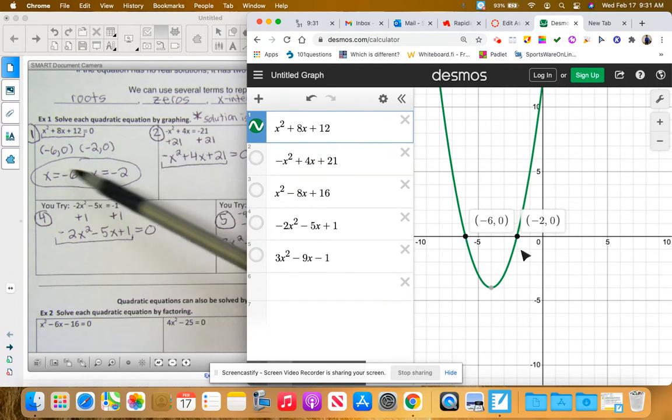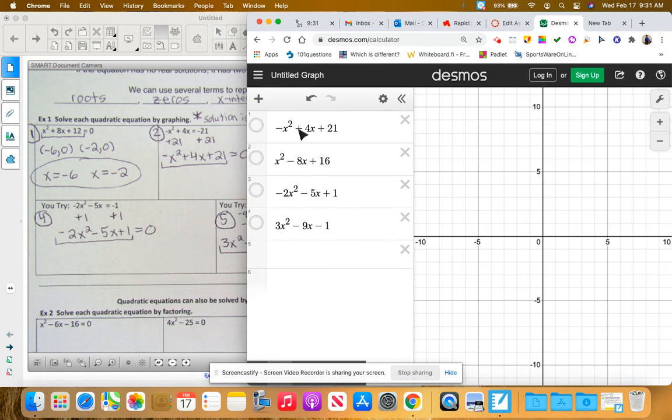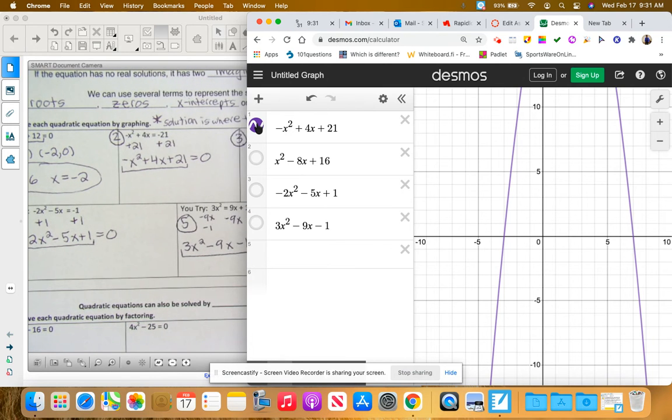So now I'm going back and I'm going to graph each one so we can get our answers. So we graphed it. We got x equals negative 6 and x equals negative 2. It's where it crosses the x-axis. All right, let's get rid of this one. We're on number 2. So let me highlight number 2 here. So number 2. Now I could change the window so that I can see the whole parabola.